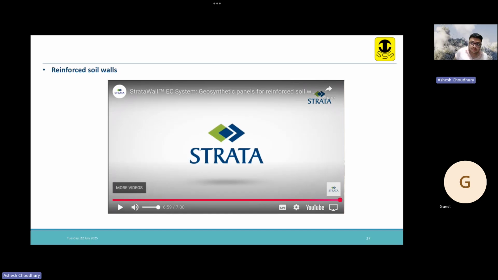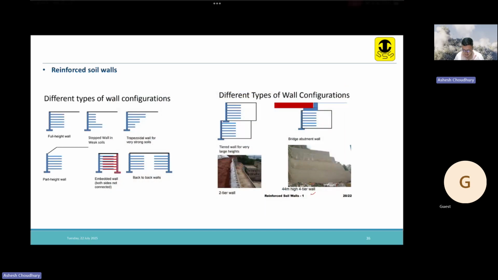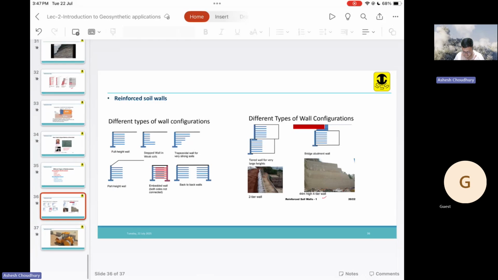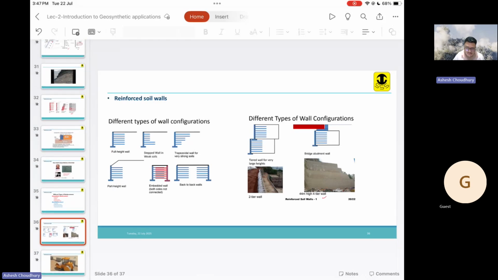So I hope that this was clear to you. You understood everything, right? So this was all about it. First we have the leveling pad, then we put the initial first layer of facing block, and then slowly we construct the wall. So this was all.